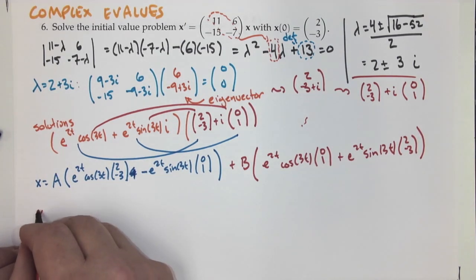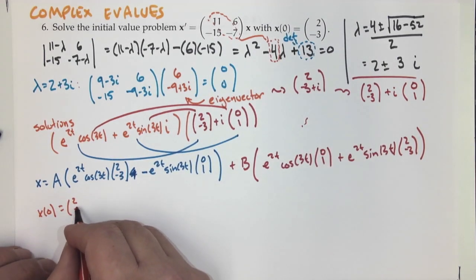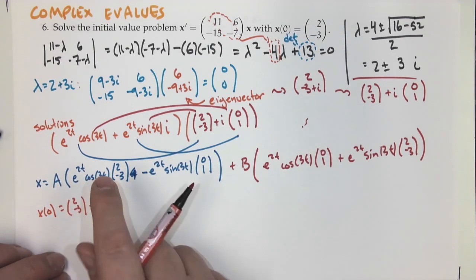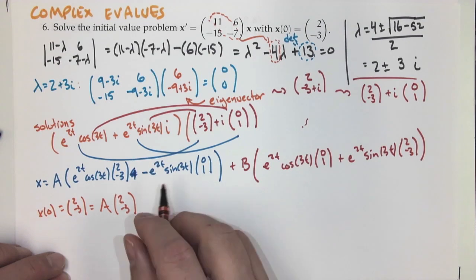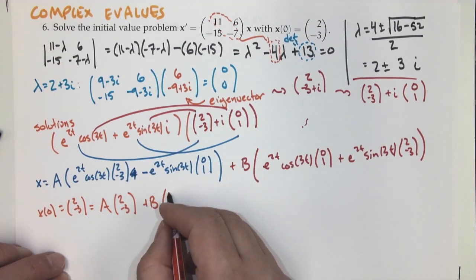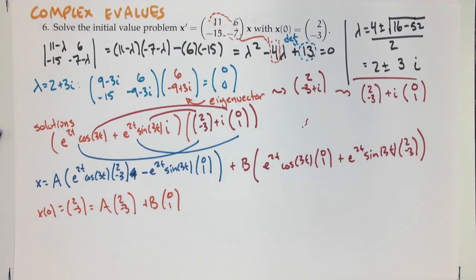So now we plug in 0, right? So x of 0 is 2, negative 3. You can kind of see where we're going here. e to the 0 and cosine of 0 is 1, so we get a times 2, negative 3. That part goes away, plus b times 0, 1. Can anybody figure out a choice for a and b where a times 2, negative 3 plus b times 0, 1 is 2, negative 3?